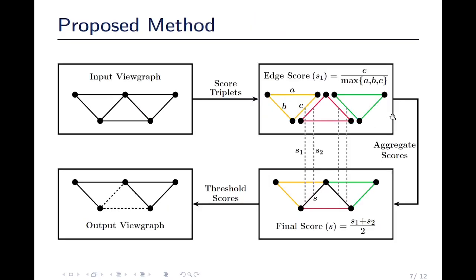Based on this observation, we propose a method where, given an input view graph, we first score each triplet individually, where the score for each edge is given by the number of epipolar inliers on the edge divided by the maximum number of epipolar inliers across all three edges in the triplet. Then we aggregate scores on the edges which are shared by multiple triplets. Here we use simple averaging to aggregate the scores. At last, we threshold the scores to obtain a view graph with removed edges.